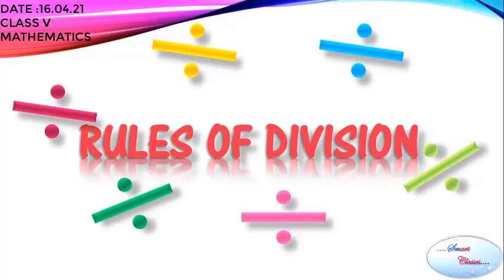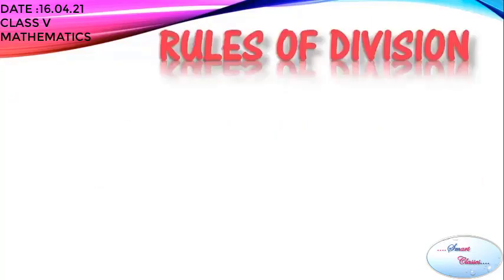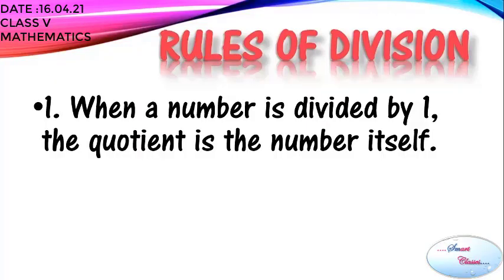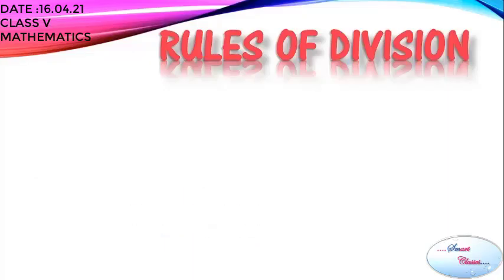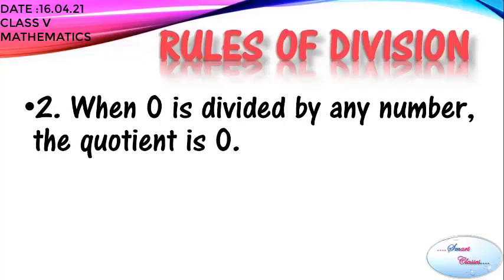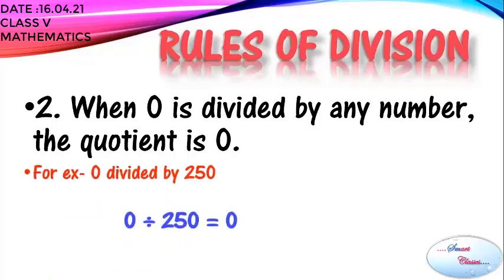Rules of division. When a number is divided by 1, the quotient is the number itself. For example, 500 divided by 1 gives us 500 itself, which is the quotient. Rule number 2. When 0 is divided by any number, the quotient is 0. For example, 0 divided by 250 gives us 0 itself.